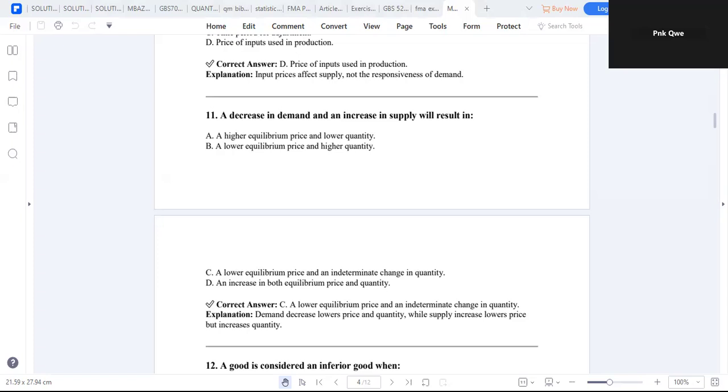So if a new technology reduces production costs and consumer interest in the product falls, causing a decrease in demand, the price will drop, but quantity traded may rise or stay stable. There are multiple simultaneous shifts that may arise, but the best answer here is what I've just mentioned. Is that clear? Yes. Okay.